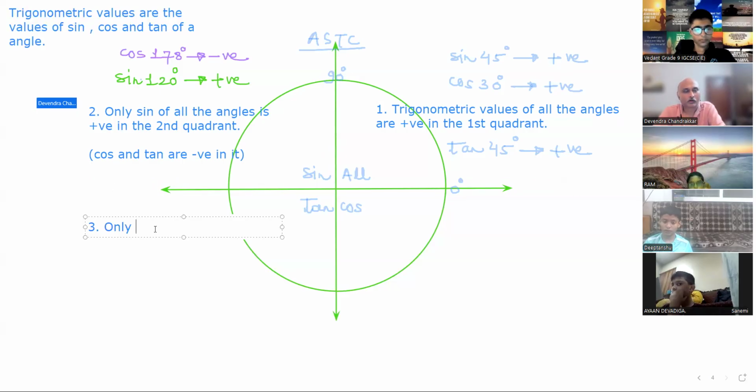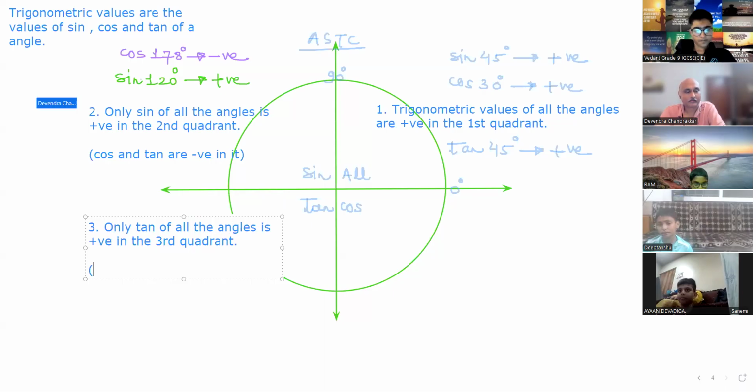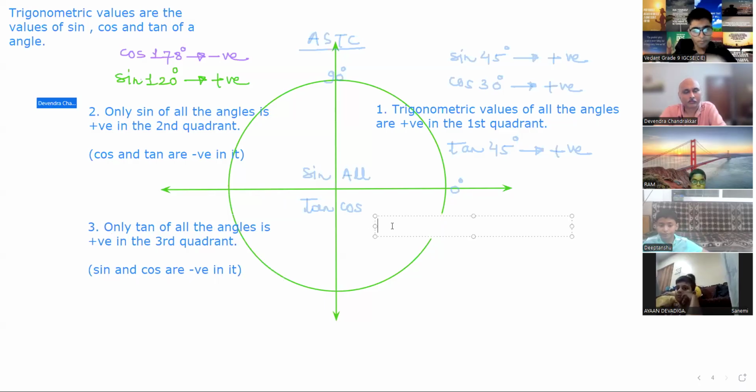So for the third quadrant, only tan of all the angles is positive in the third quadrant. Very good. Third quadrant, right? And here sine and cos are negative in it. Then comes the fourth quadrant. These are the attributes of a quadrant, right? So you have to memorize it and you can memorize the acronym and that will help.